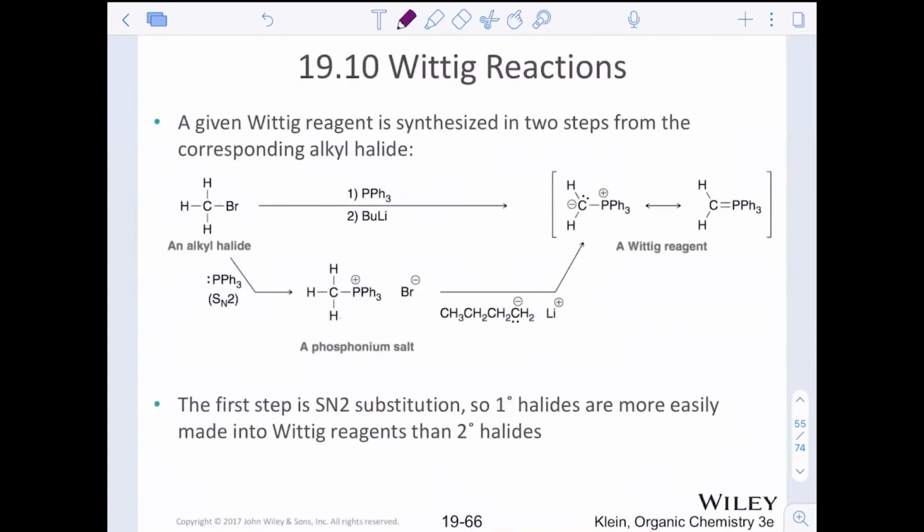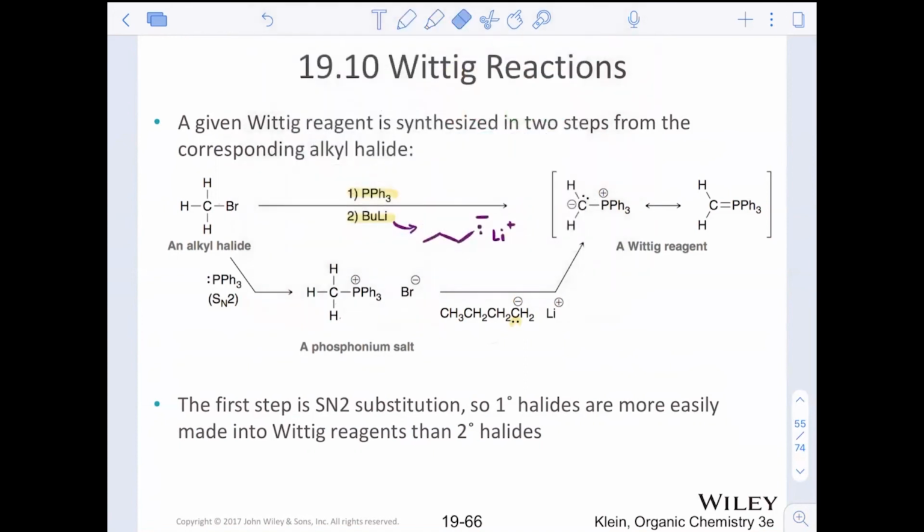How do we make the ylide? How do we make that reagent? We start with an alkyl halide, and we will use triphenyl phosphine and butyl lithium. Butyl lithium, again, is a base. It's a butyl group with a lithium attached to it. Don't forget, lithium to a carbon is an ionic bond. So really, it's a carbon with a negative charge, right? What we see down here as well.